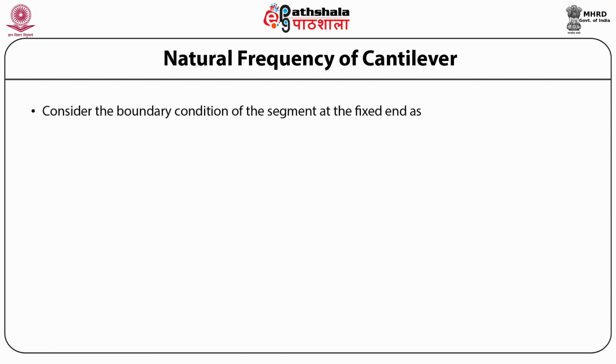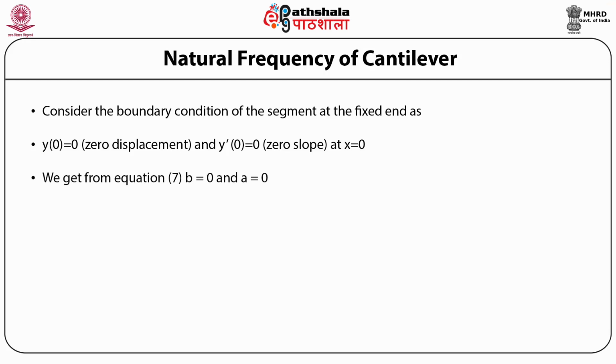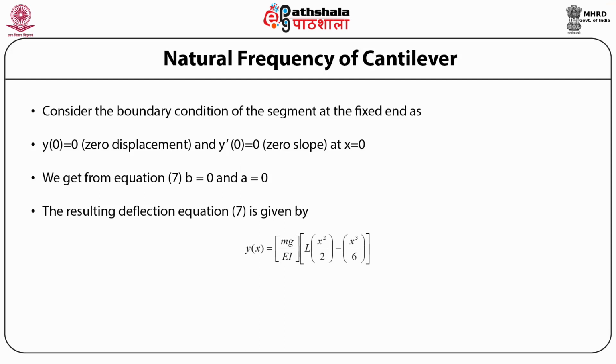Consider the boundary conditions of the segment at the fixed end: y is equal to 0 at x is equal to 0, meaning zero displacement, and the next condition is y prime(0) is 0, that is, zero slope at x is equal to 0. So we get b is equal to 0 as well as a is equal to 0. Now the resulting deflection equation is given as y(x) is equal to mg upon EI times (L times x square by 2 minus x cube by 6).